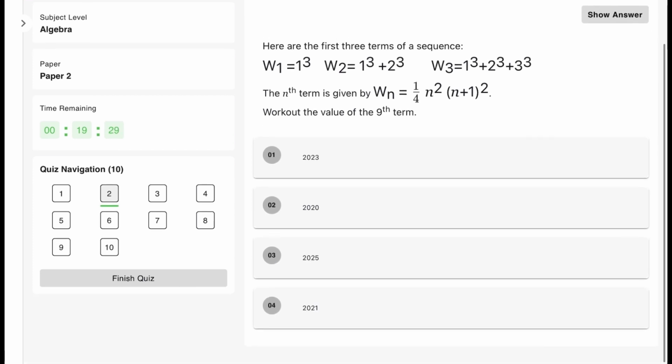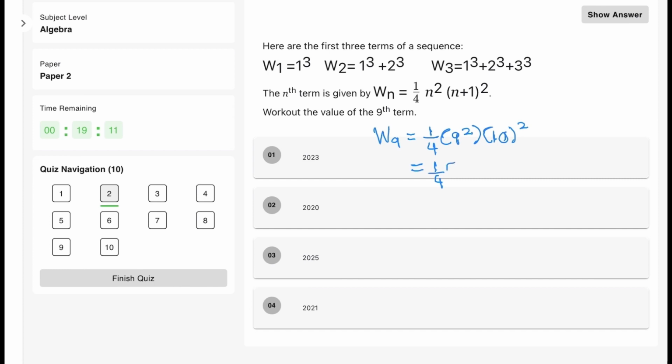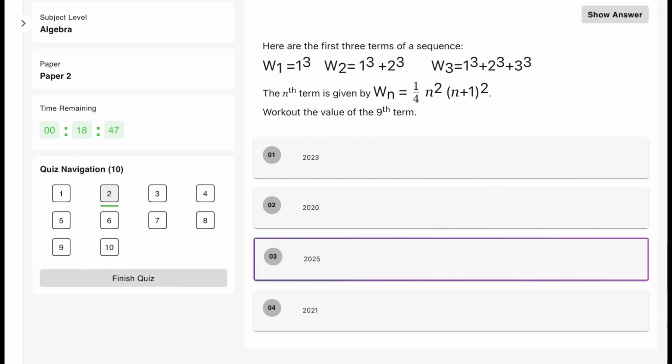Okay, and we have this one, work out the value of the 9th term. For the 9th term, we are working out W9, which is basically 1/4 into 9 squared into 10 squared. So this is a quarter, 81, this is 100. So therefore this is going to be 25 into 81. You can use mental maths, or you can use your calculator at this point and figure out that the answer is 2025. Hence the solution is number 3.